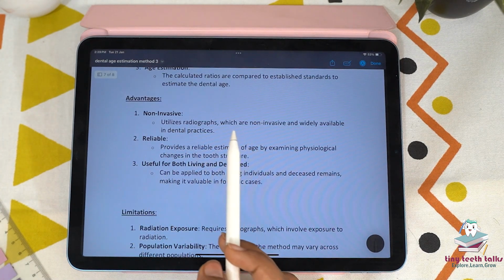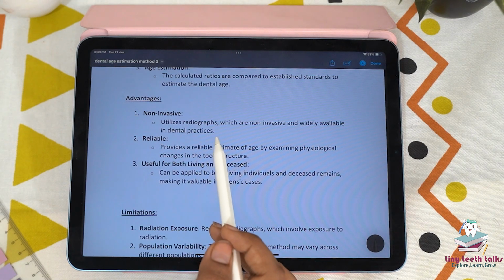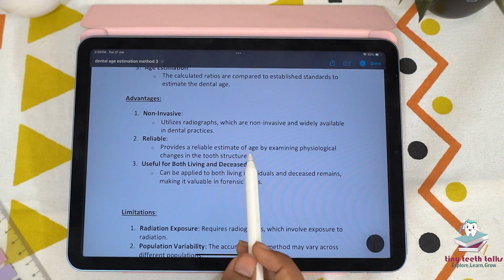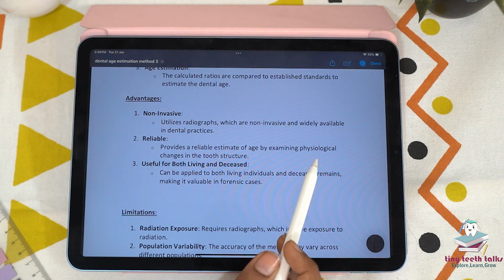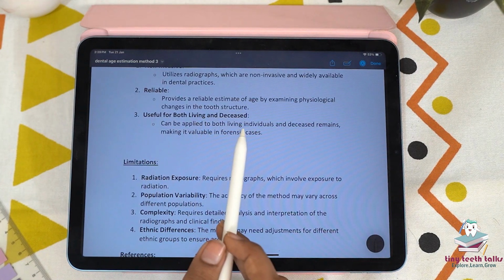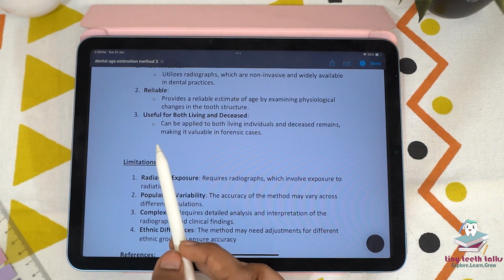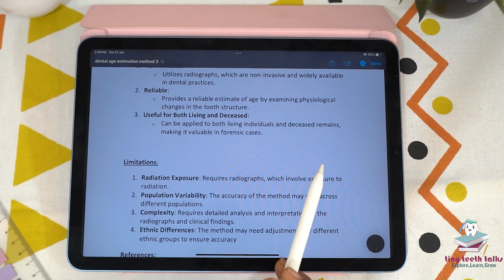Advantages: non-invasive. Utilizes radiographs which are non-invasive and widely available in dental practices. Reliable. Provides a reliable estimation of age by examining physiological changes in the tooth structure. Useful for both living and deceased. Can be applied to both living individuals and deceased remains, making it valuable in forensic cases.